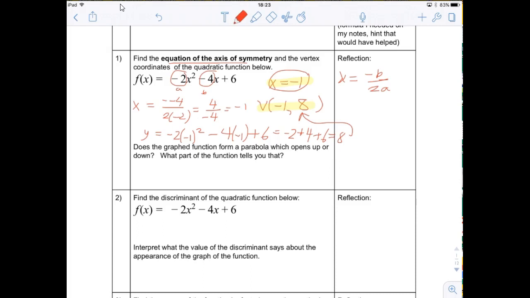Does the graph of the function form a parabola which opens up or down? Which part of the function tells you that? Well, the part of the function that tells you that is the a value. The a value is negative 2, so it opens down, which kind of means it looks like that.